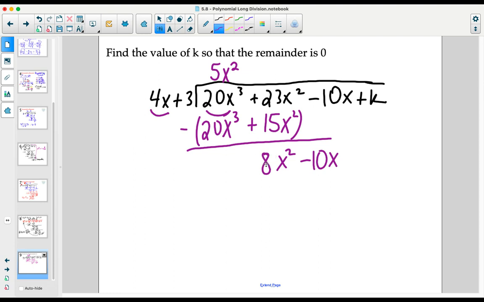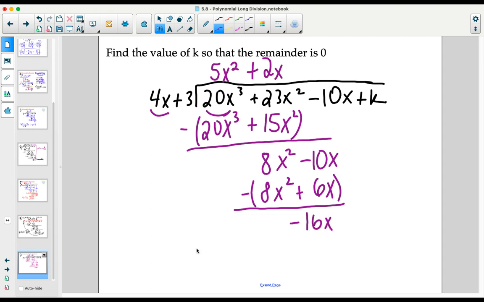4x into 8x squared leaves us with a 2x. 2x times 4x is 8x squared. 2x times 3 is 6x. We're going to subtract that line, leaving us with negative 16x. And as we bring down our next part of the division, now we have reached k.